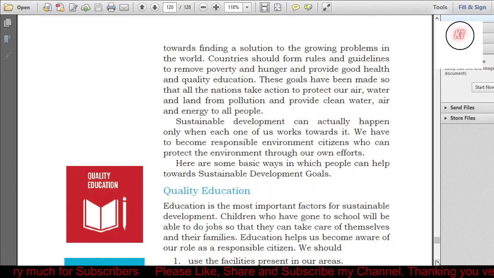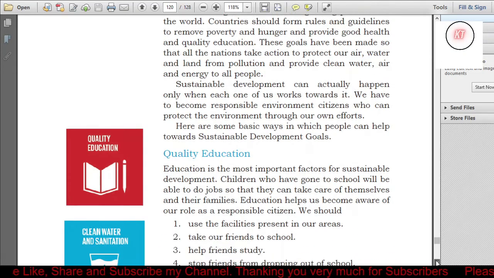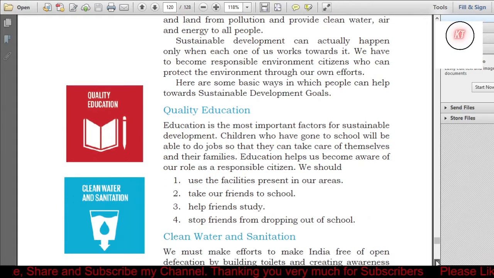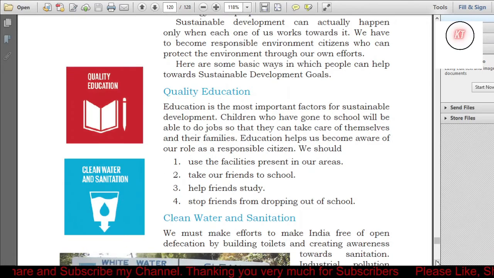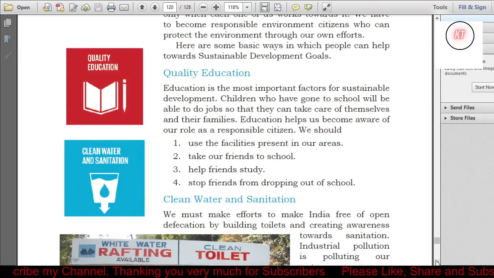Sustainable development can actually happen only when each one of us works towards it. We have to become responsible environmental citizens who can protect the environment through our efforts. Here are some basic ways in which people can help towards the sustainable development goals.